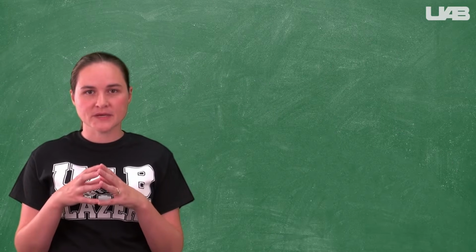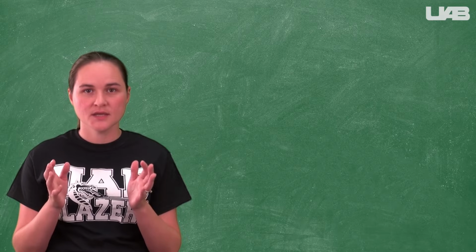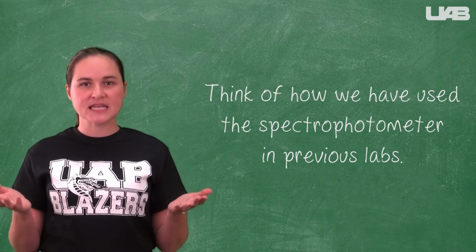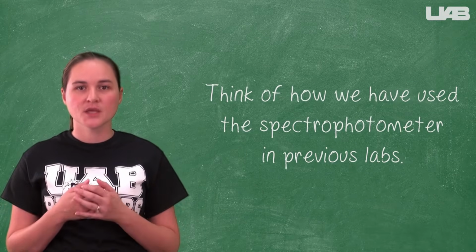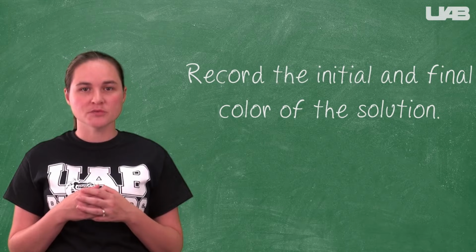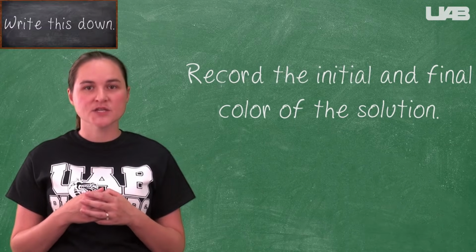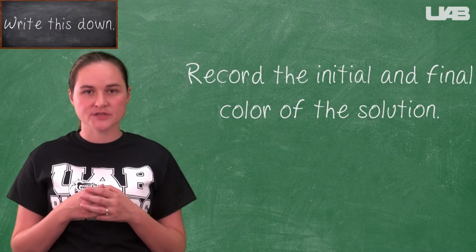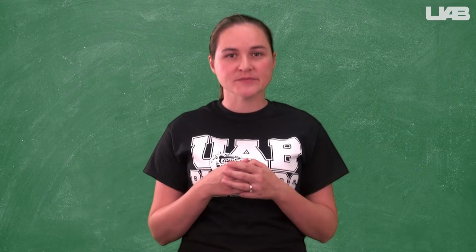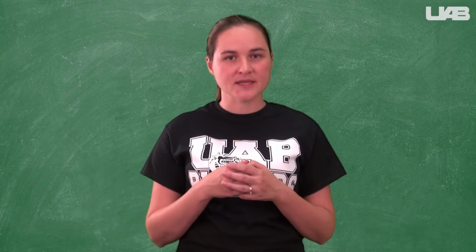The visible appearance is an important observation. The color of a solution is an indication of what chemicals are present. We note the color of the solution before and after mixing, so make sure you record the initial color of the solution. A color change seems like an easy observation to make.